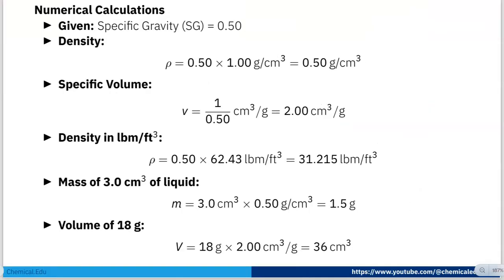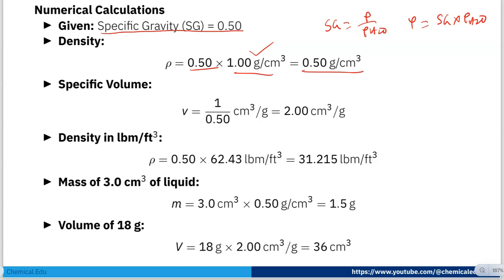Now here is one numerical problem. Suppose specific gravity is given, that is 0.50. What will be the density? We know that if the specific gravity is given, Sg is rho by rho of water. So rho will be Sg into rho of water. We can easily get 0.5 into rho of water, 1 gram per centimeter cube, so that is 0.50 gram per centimeter cube.